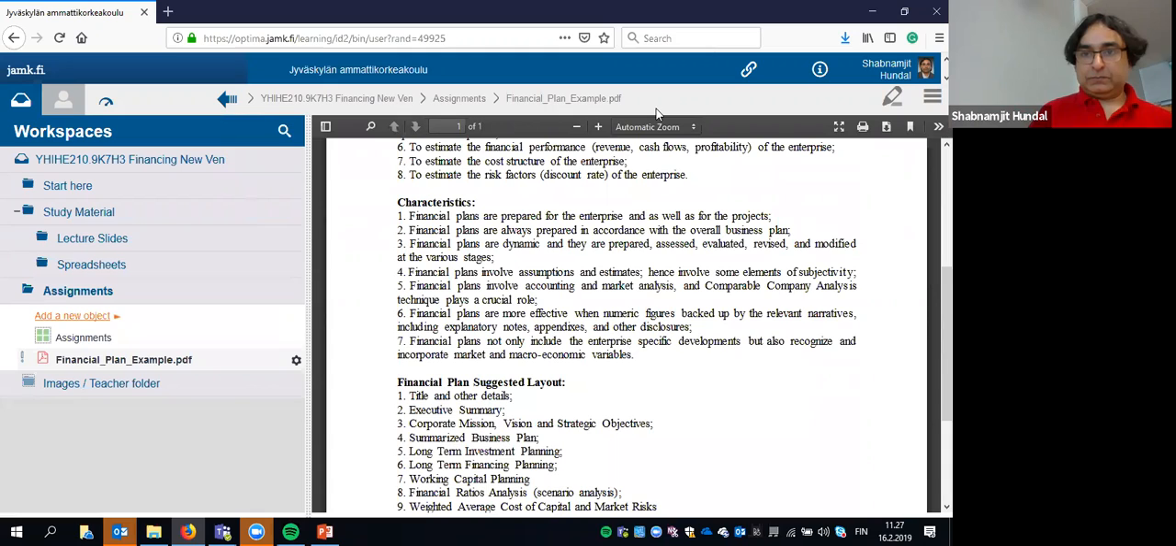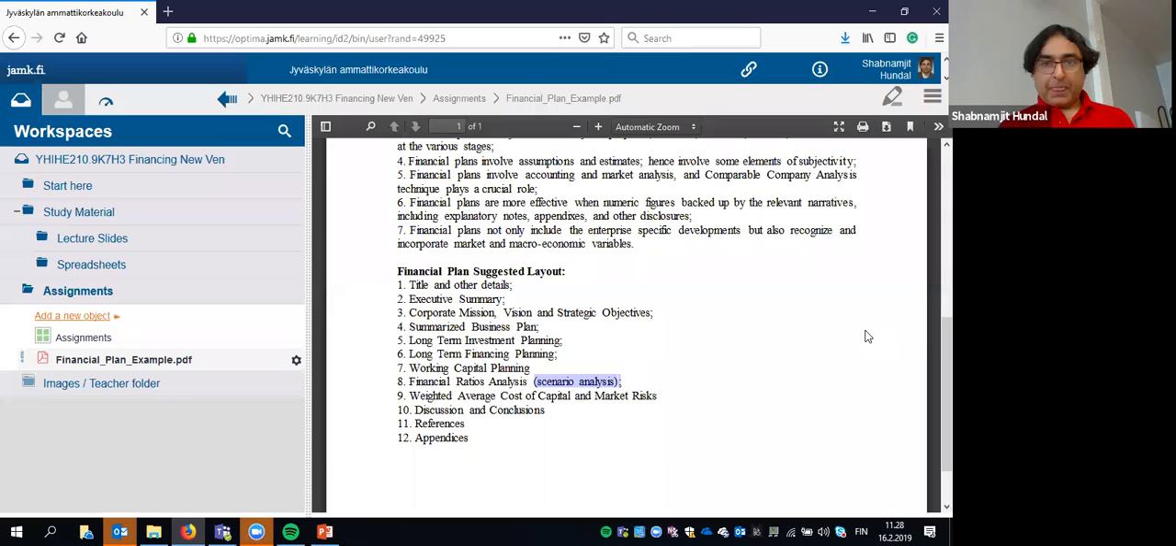Implications. We will make a five-year forecast. And some market and macroeconomic variables. So when you are making your finance plan, you also incorporate what type of macroeconomic situation you are in and how likely it is that the macroeconomic situation can change.